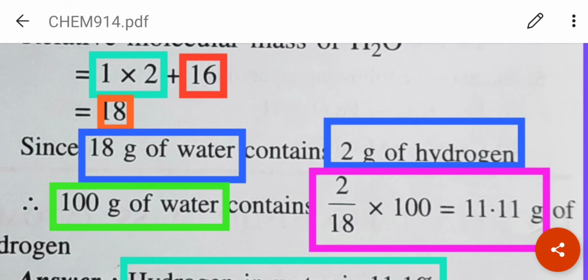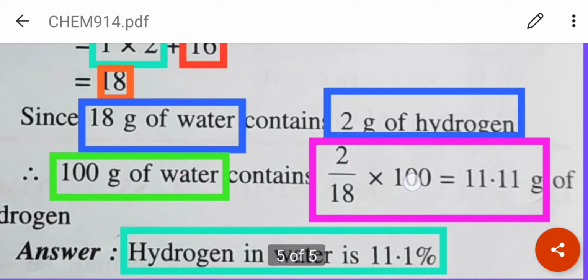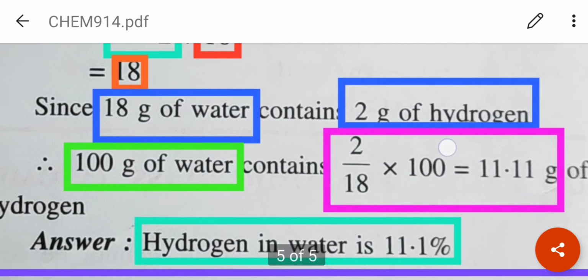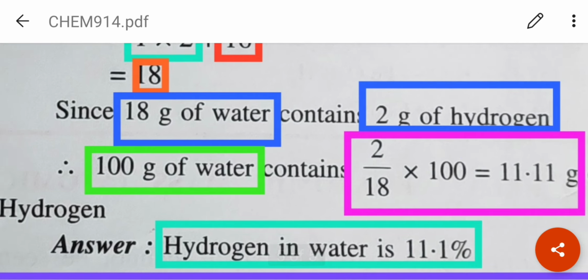Therefore, 100 grams of water will contain 2 by 18 into 100, that is 11.11 grams of hydrogen. So, in this way, we can calculate the percentage of hydrogen in water, and what is that value?